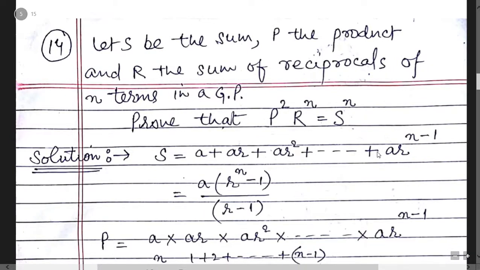This question is the important question of the exercise. Question number 14. Let S be the sum, P is the product and R is the sum of reciprocals of n terms in a GP. Then you have to prove P squared R raised to power n is equal to S raised to power n.